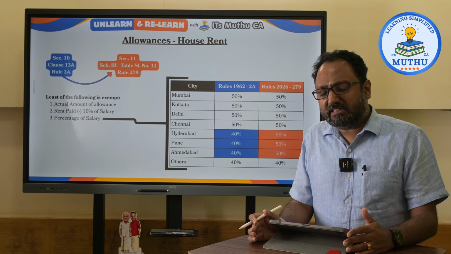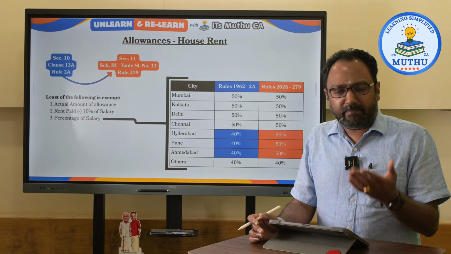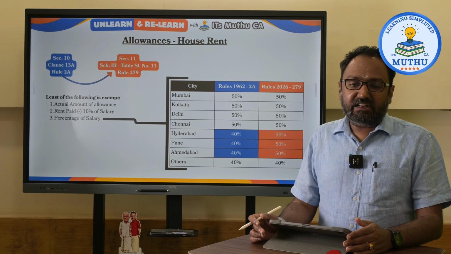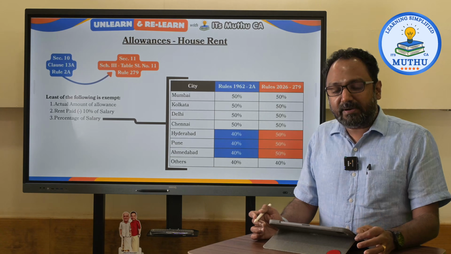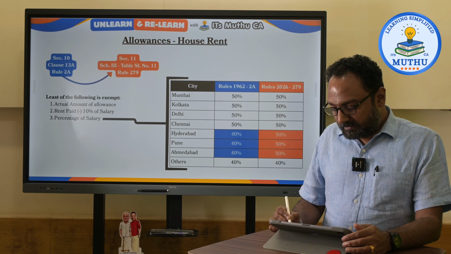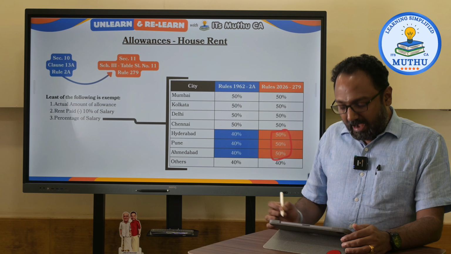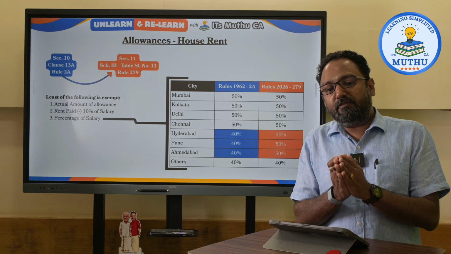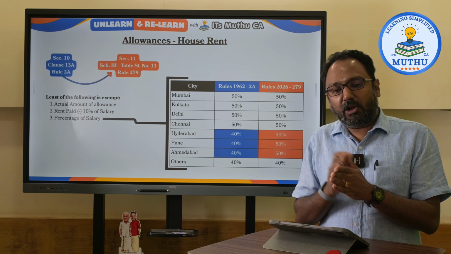It is predominantly the same, the least of the following: your actual HRA, the actual amount received, your rent paid minus 10% of salary, and then your percentage of salary. Now what has changed in this percentage of salary is based on the Finance Act 2026 requirement. Based on the proposal made in Finance Act 2026, Rule 279 now includes 3 more cities, Hyderabad, Pune and Ahmedabad, to be covered under the 50% category. So instead of only 4 metro cities, that is Delhi, Mumbai, Kolkata and Chennai, now you have 3 more cities.